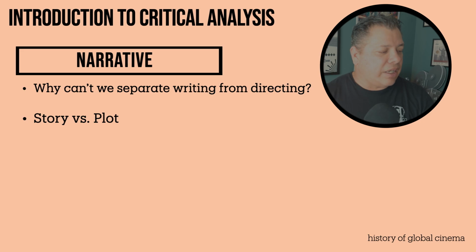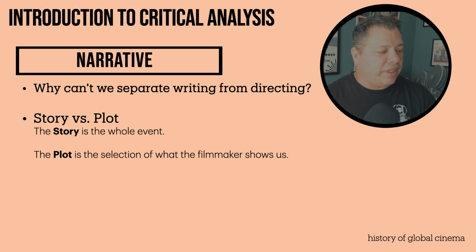The next thing I want to talk about when it comes to narrative is story versus plot, all right? So the story is the whole event, okay? Everything that's happening from when the movie starts to when the movie ends. And the plot is the selection of what the filmmaker shows us. You might be wondering, how does that even make sense, right? We don't actually see everything that's going on in most of the movies we watch. We just see glimpses and pieces of it. And then sometimes later on, they reveal something that gives us new information about something we thought we knew, but we never actually saw what happened, and then they give us that information.